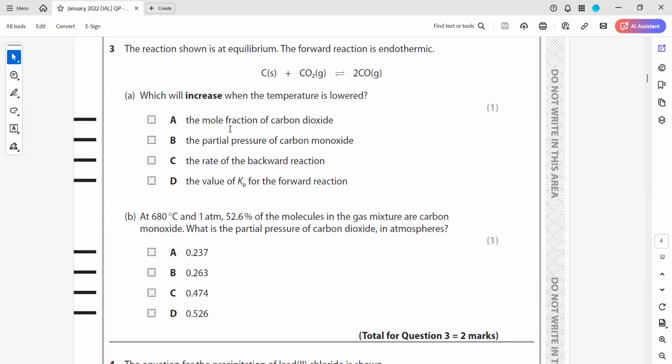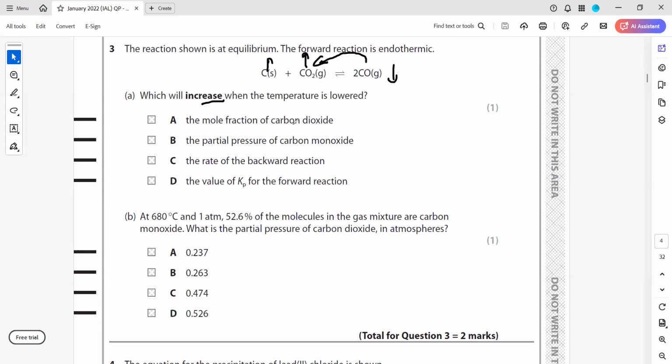The next, the reaction shown, is it in equilibrium? The forward reaction is endothermic, which will increase when the temperature is higher. If we increase the temperature, the equilibrium will shift towards the right-hand side for an endothermic reaction. So the amount of carbon monoxide will increase, and the amount of carbon dioxide will decrease.